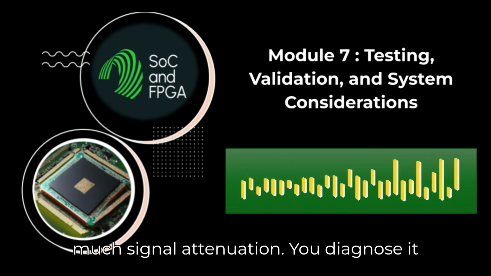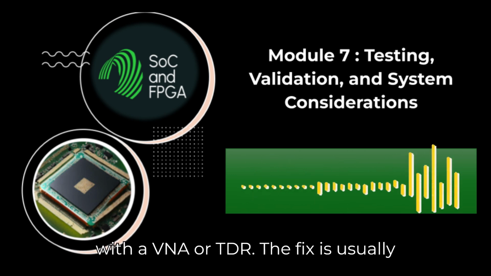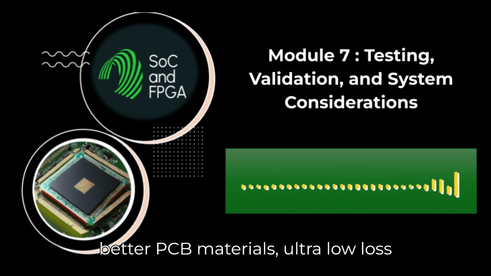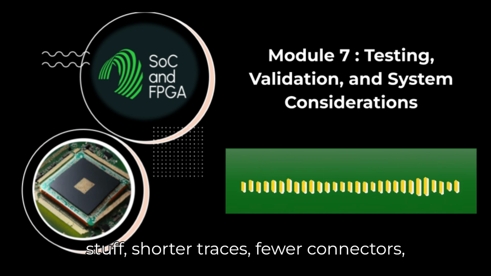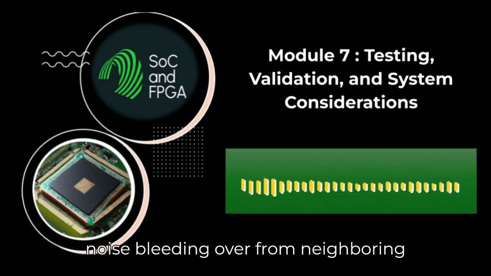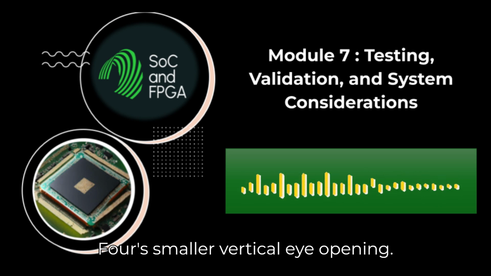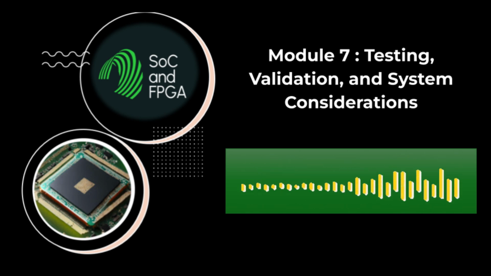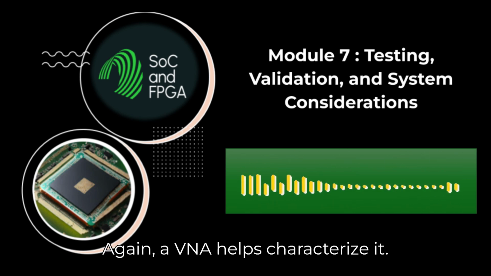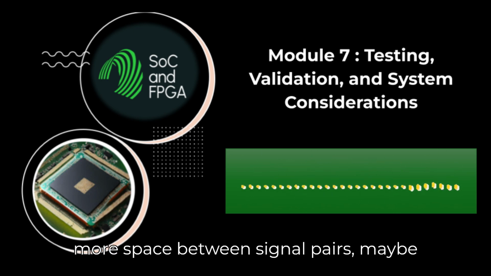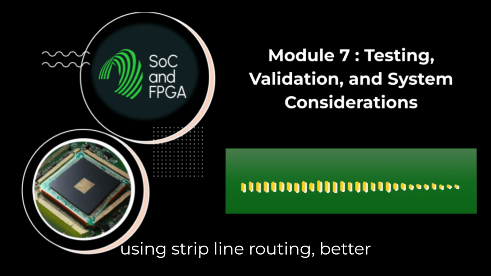Insertion loss is just too much signal attenuation. You diagnose it with a VNA or TDR. The fix is usually better PCB materials, ultra-low loss stuff, shorter traces, fewer connectors. Okay, crosstalk. Noise bleeding over from neighboring lanes. Much bigger problem with PAM4's smaller vertical eye opening. Again, a VNA helps characterize it. Mitigation is all about careful layout. More space between signal pairs, maybe using stripline routing, better connector design.